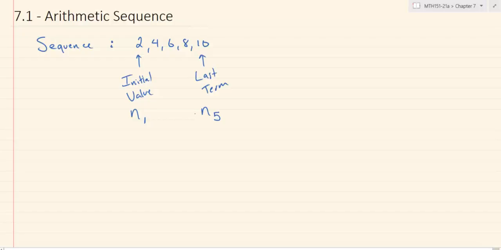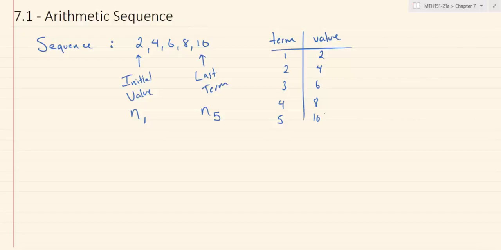But sometimes labeling terms this way is a little bit awkward, and so what we like to do is make a table. And so you'd say term and then value. So you'd say first term, second term, third term, fourth term, fifth term, and you'd put in 2, 4, 6, 8, and 10.